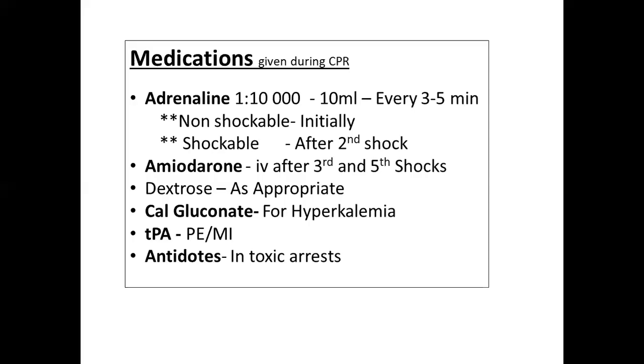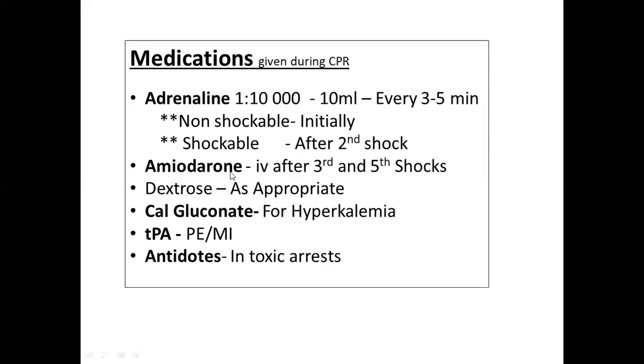So what are the medications you are going to give during cardiac arrest? We already discussed adrenaline. Adrenaline, we give 1 in 10,000, 10 ml every 3 to 5 minutes, through a central, meaning an IV cannula closer to the heart, ideally the cubital fossa. In non-shockable rhythms, we give it initially, and after that every 3 to 5 minutes. In shockable rhythms, after the second shock we give adrenaline, and after that every 3 to 5 minutes.